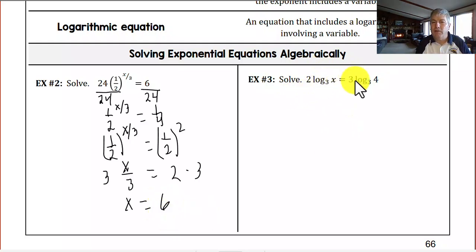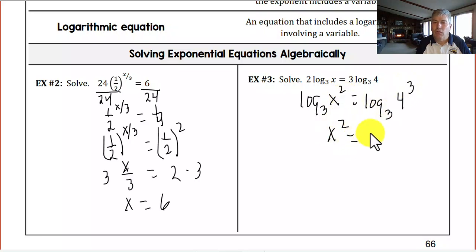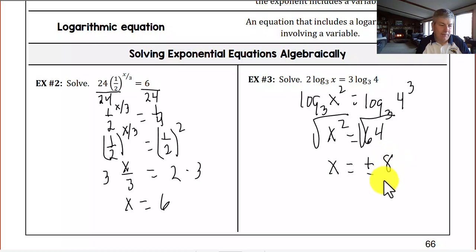In the logarithmic equation, let's go ahead and take a look at that. I'm going to take this 2 and invoke that power rule again. So we're going to have log base 3 of x squared equals log base 3 of 4 cubed. So I've got my answer has to equal my answer because I've got the same log base here. So I can simply say x squared equals, well, 4 cubed is 64. Inverse operation of x squared is the square root. So I get x equals plus or minus 8.